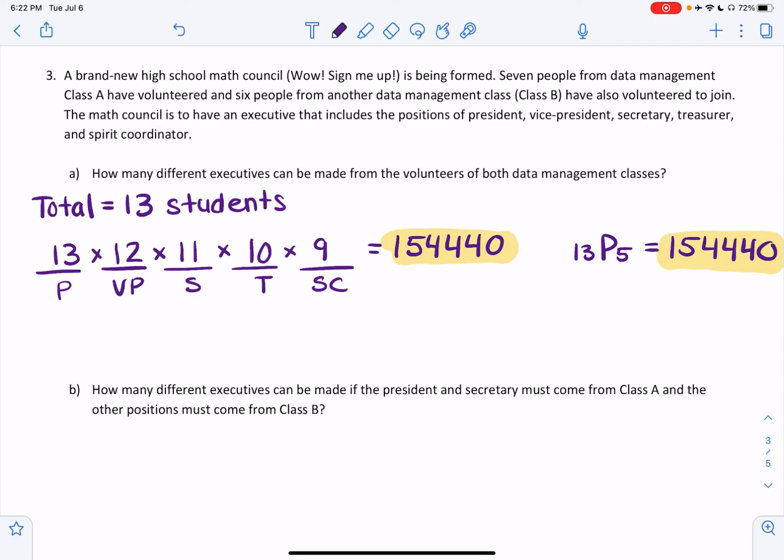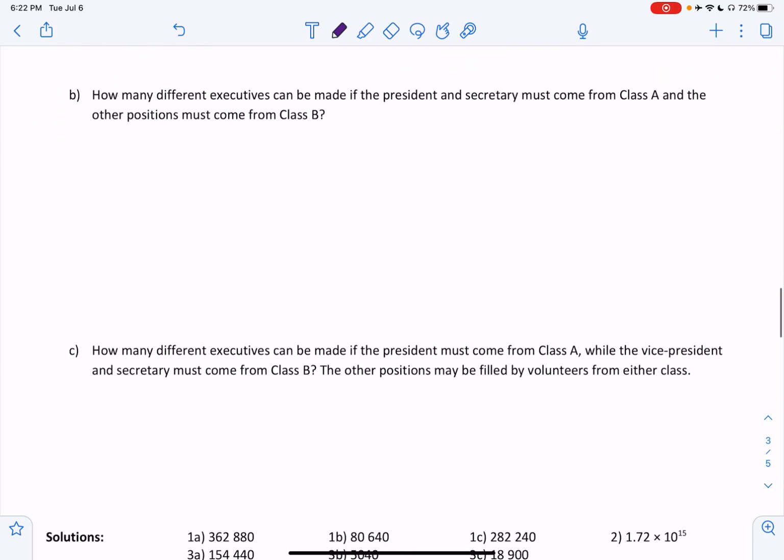Now, let's add on some conditions. Let's add on another layer to this to make it a little bit more challenging. How many different executives can be made if the president and secretary must come from class A and the other positions must come from class B? So we're still going to set up our lines and our spaces.